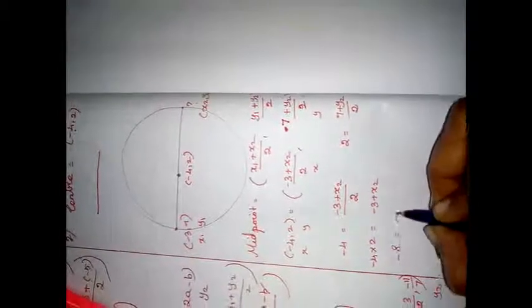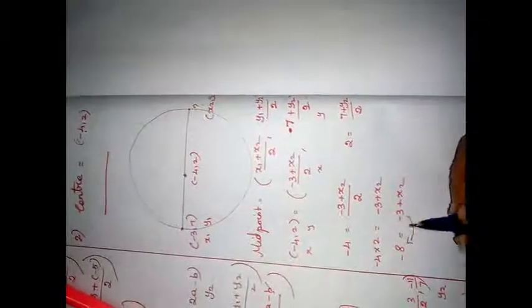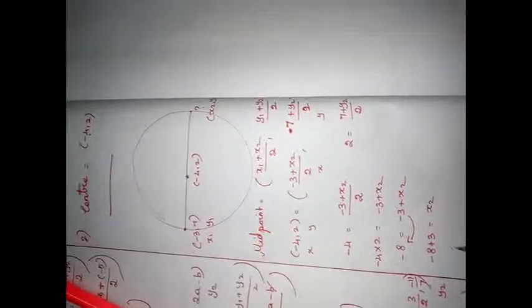Now 2 is the division, on the other side it becomes multiplication. So -4 into 2 is equal to -3 plus x2, meaning -8 is equal to -3 plus x2. When -3 goes to the opposite side, it becomes plus 3. So -8 plus 3 is equal to x2. It means x2 is equal to -5.